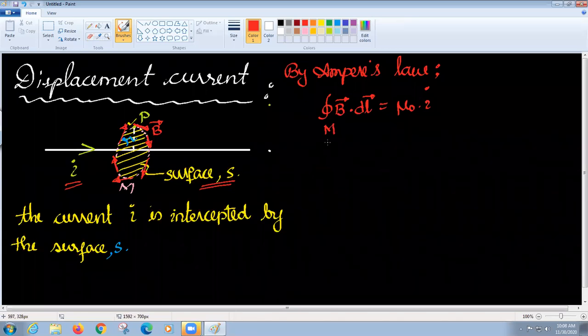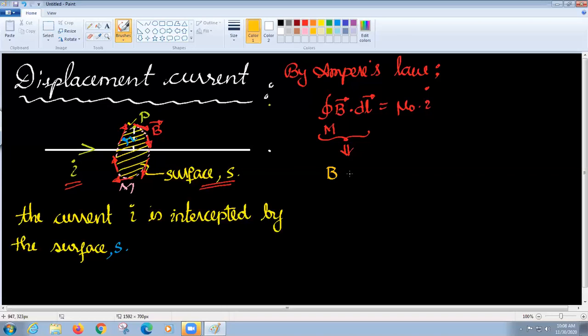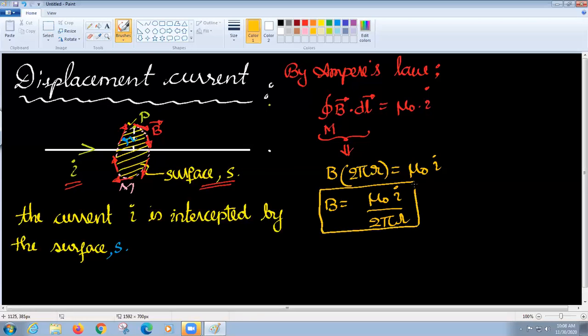We can evaluate this left-hand side integration, and you would get B times 2 pi r is equal to mu naught I. And now B is equal to mu naught I over 2 pi r. We are very familiar with this equation. B is equal to mu naught I by 2 pi r. Designate this equation by 1.